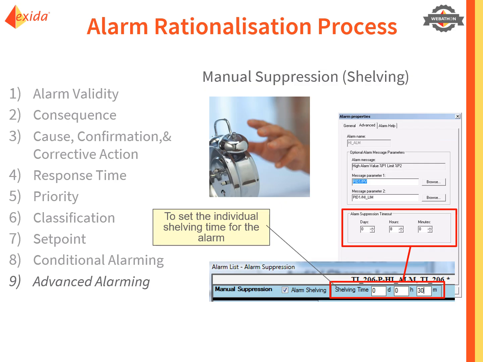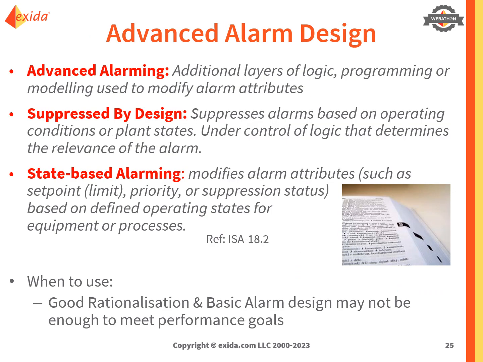Advanced alarming is recommended by the standard. It's not required by them, but it is recommended that you use advanced alarming to enhance the performance of your alarm system, such as manual suppression. And this is where an alarm is manually suppressed by an operator to take the alarm off the alarm list, for instance if it's a nuisance alarm or if you're undergoing maintenance and the alarm shouldn't sound while that maintenance is going on. You can use advanced alarm designs to carry out suppression automatically.